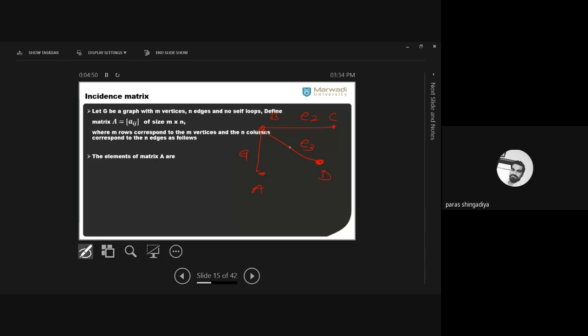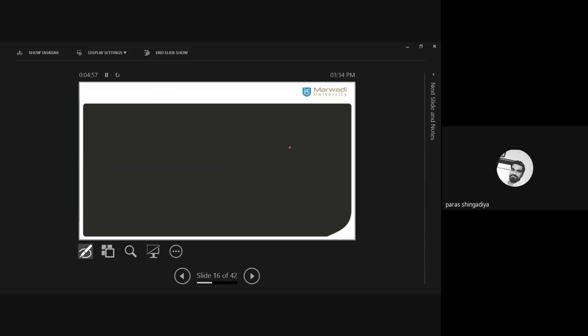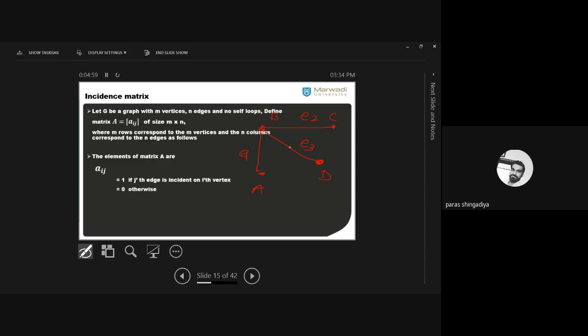So now we have to check the entry Aij. The elements of A we treat as 1 and 0. 1 means the ith vertex is incident with the jth edge. If A is incident with E1, we put a 1. If A is not incident with E2, we put a 0. Otherwise, if there is no incidence relation between the vertex and edge, it will be 0.